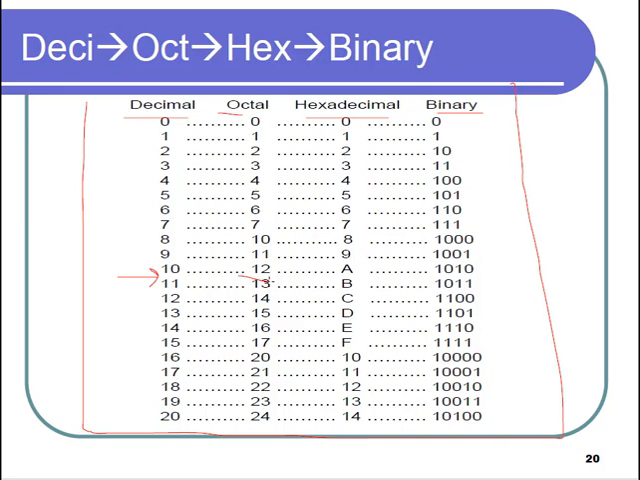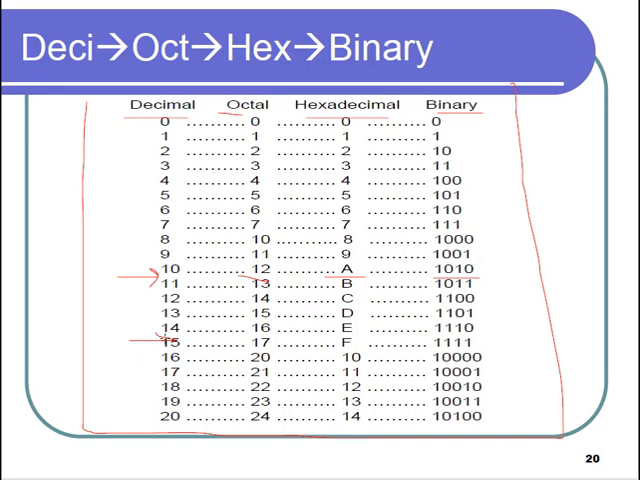And the value for this number 10 in hexadecimal is A, which is alpha. So these 2 digits are represented by this one digit. And as for the binary, it is 1, 0, 1, 0. Alright, let's look into another example.